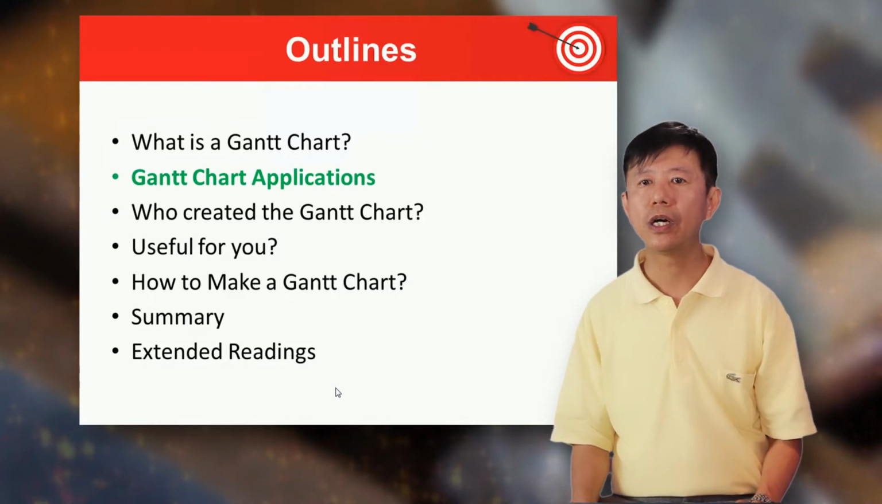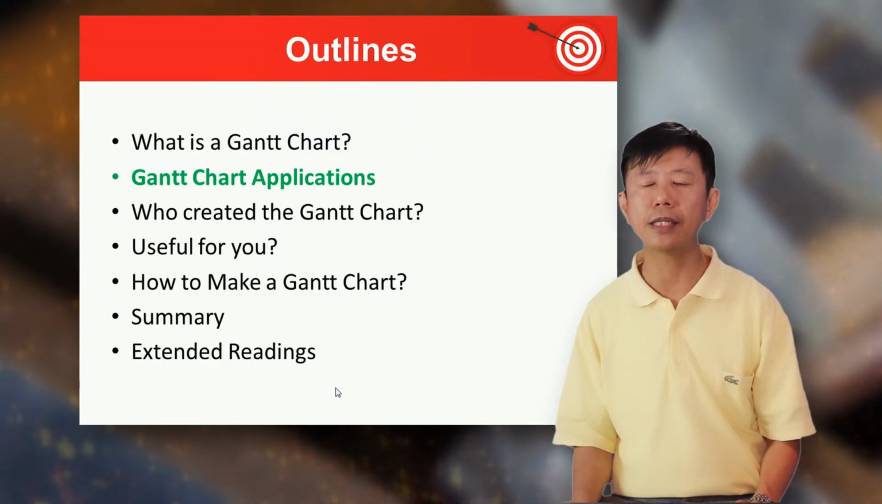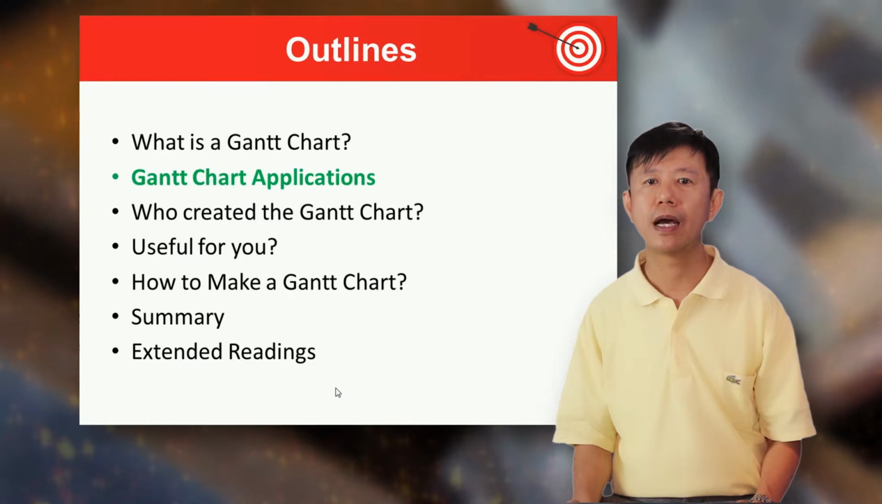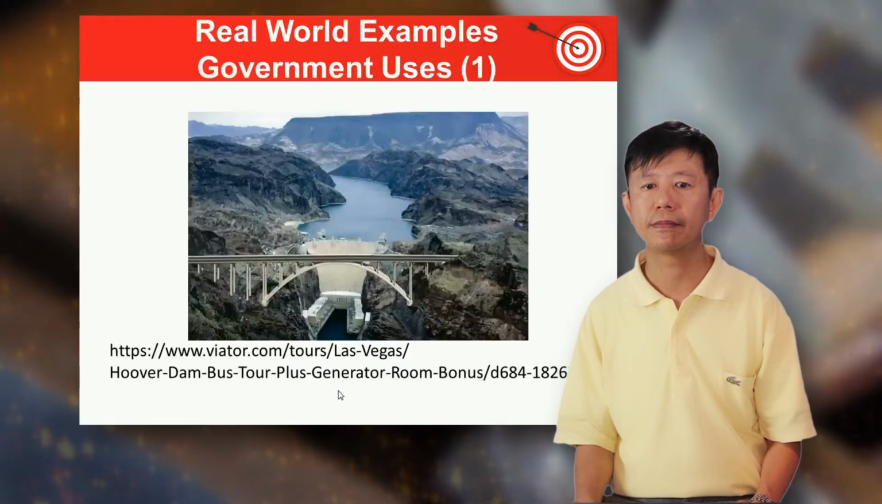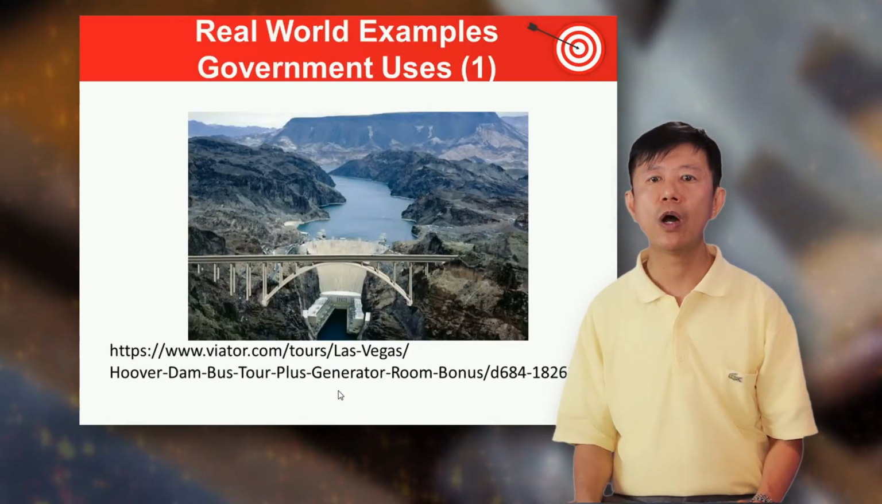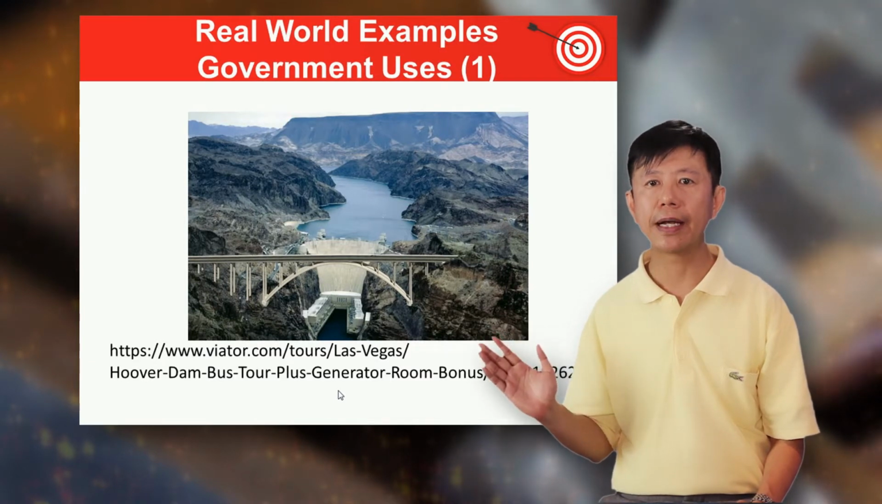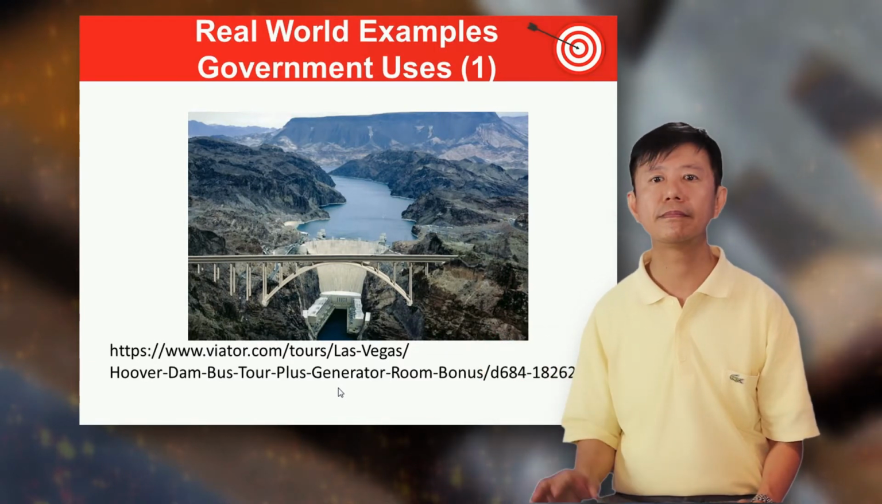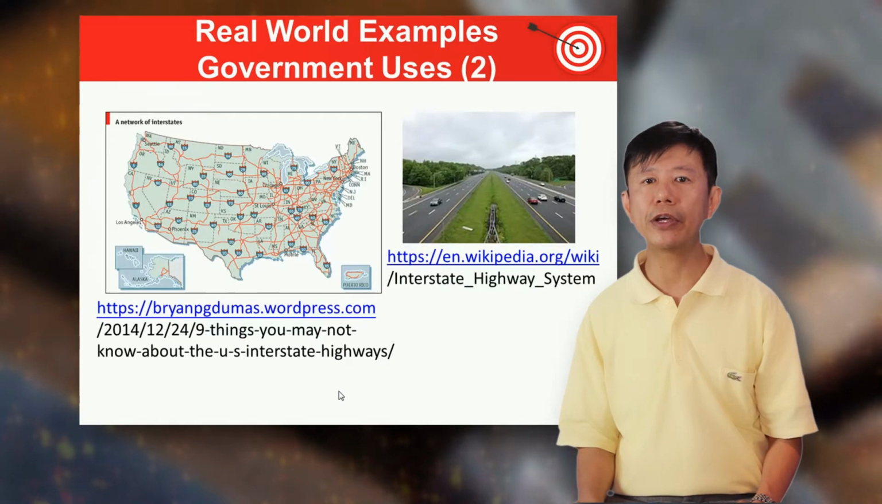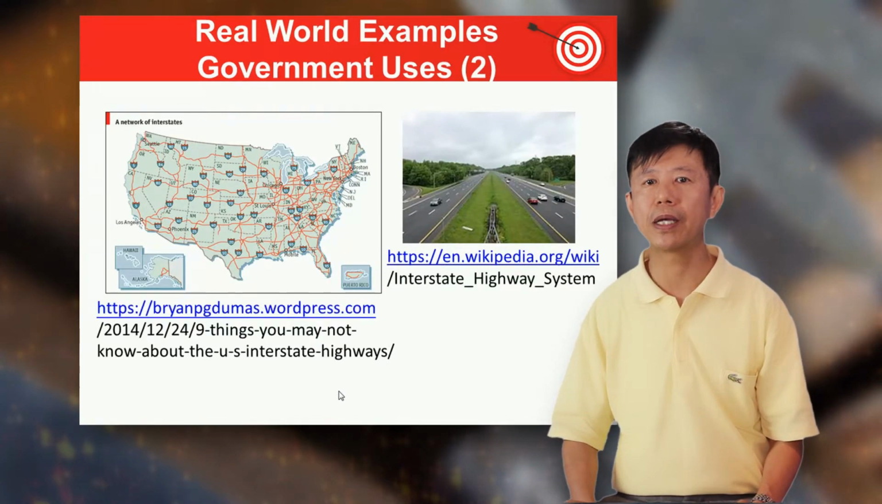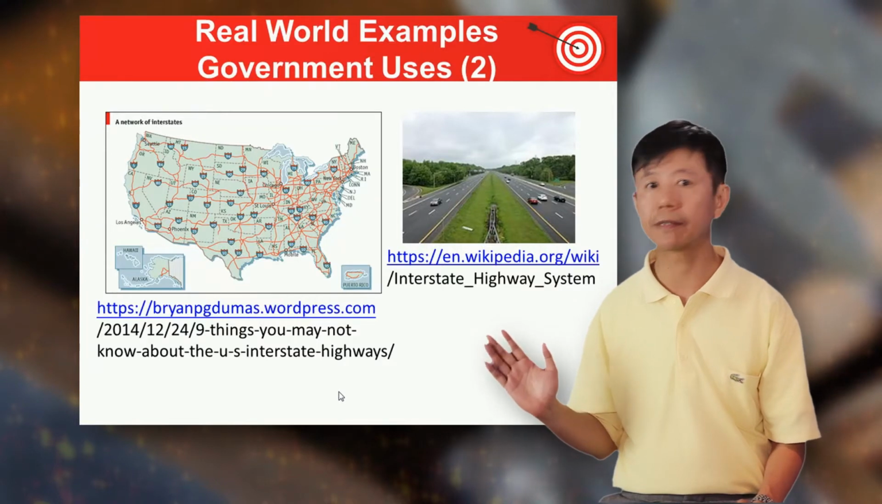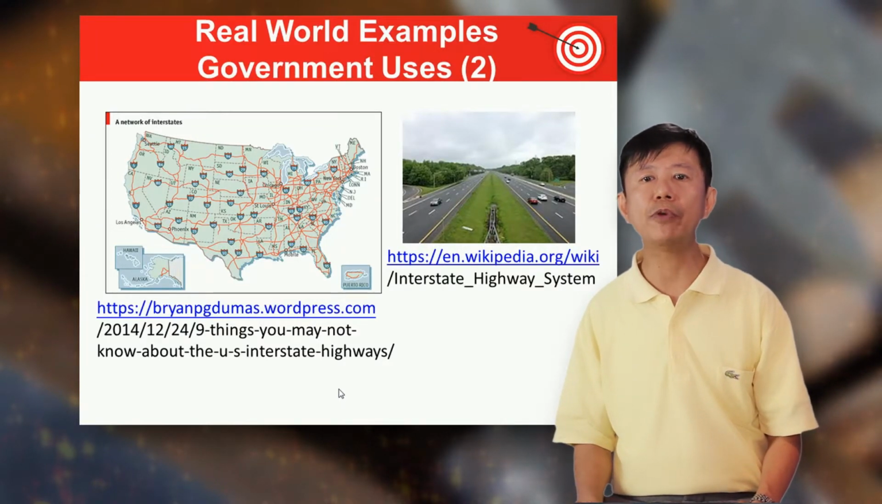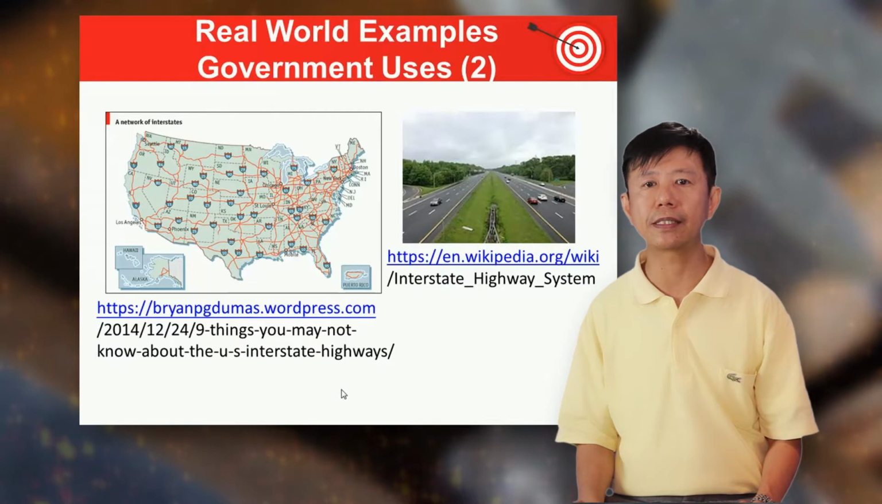Now let's see where people have applied the Gantt chart successfully. I'll give you 2 real-world examples in the United States public construction. One is the famous Hoover Dam, 1931. The other is America's interstate highway system, begun in 1956. The Gantt chart works effectively in both cases. It's such an incredible tool.